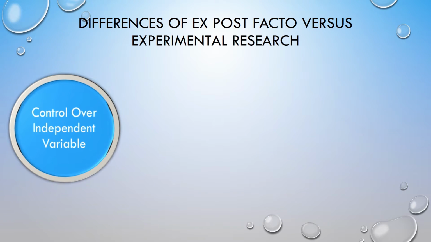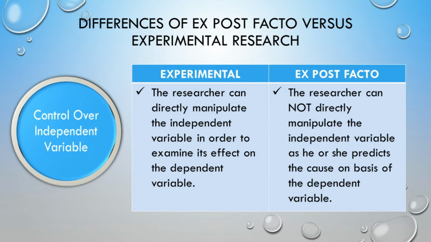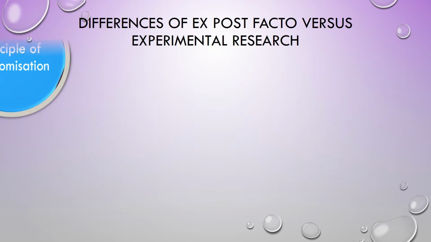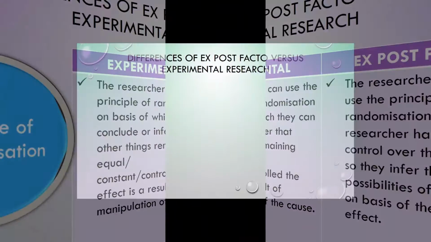In an experimental research, the researcher can directly manipulate the independent variable, which is the cause, in order to examine its effect on the dependent variable, which is the effect. On the other hand, in the ex post facto research, the researcher cannot directly manipulate the independent variable, which is the cause, as he or she predicts the cause on basis of the dependent variable, which is also considered as the effect. The next noted difference is the principle of randomization.